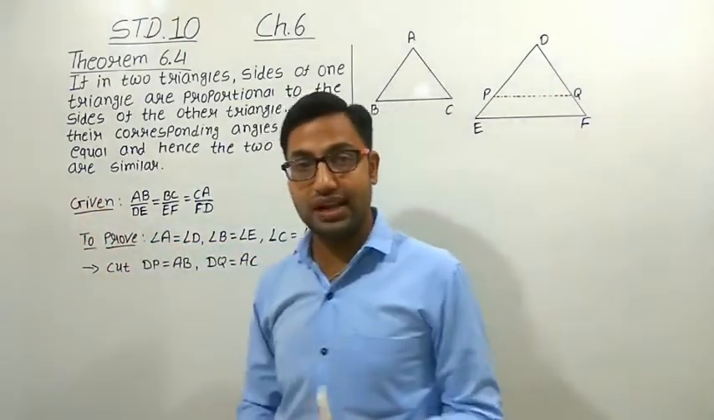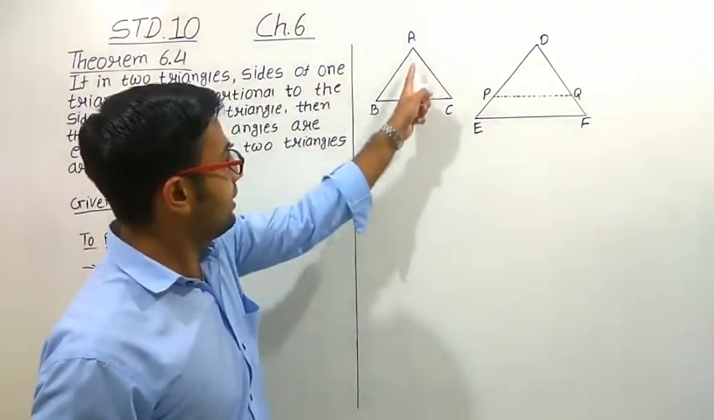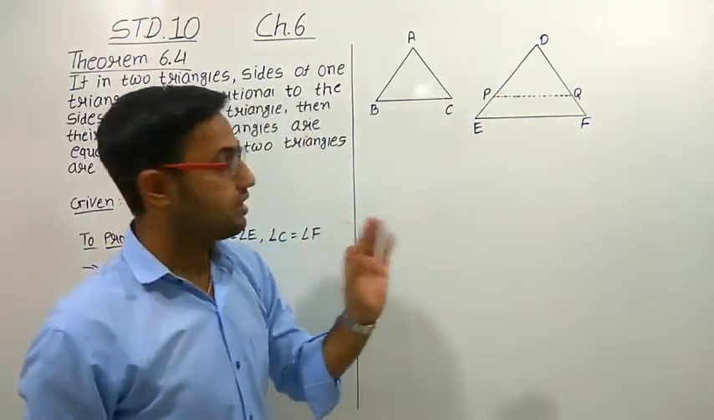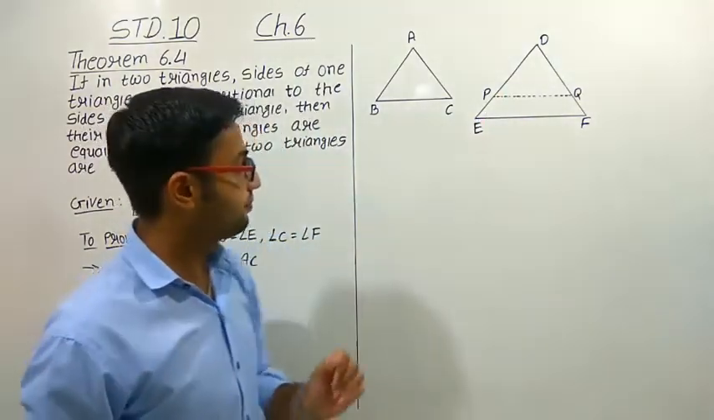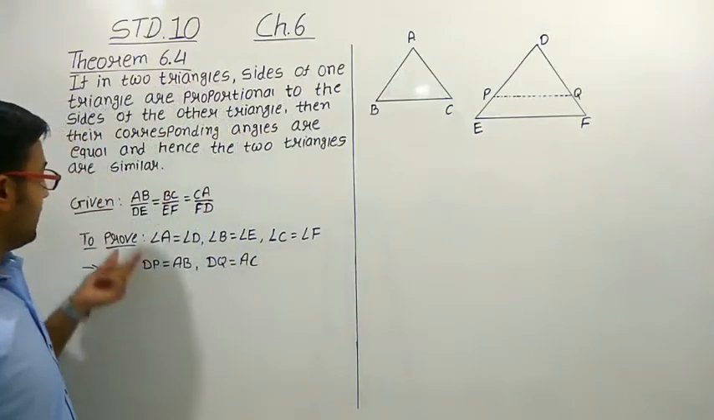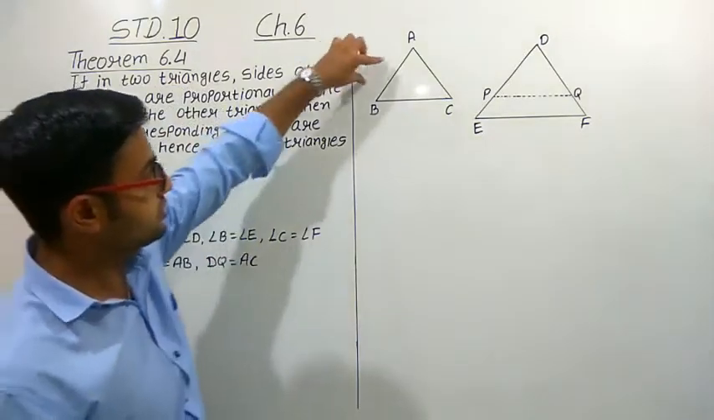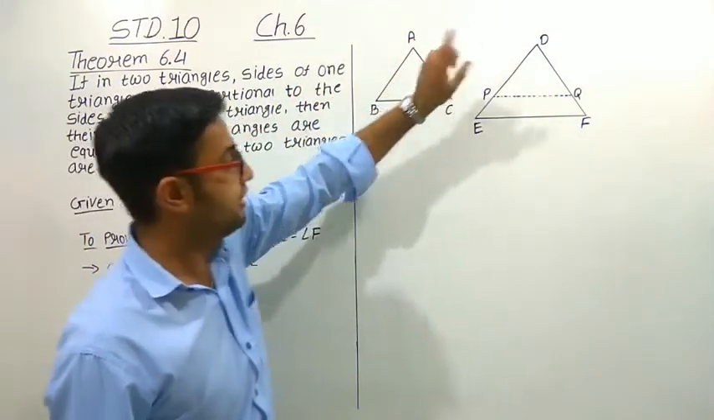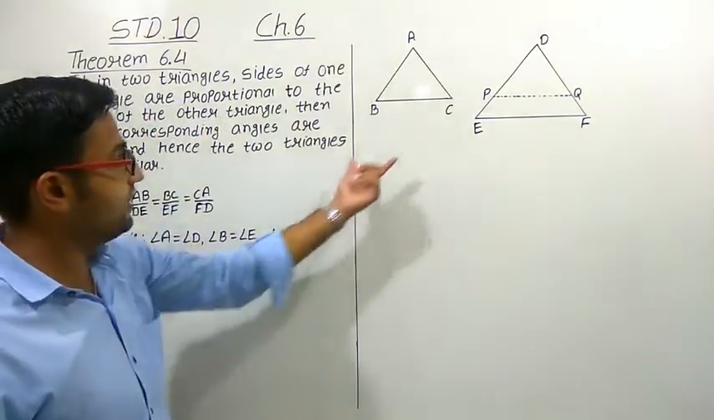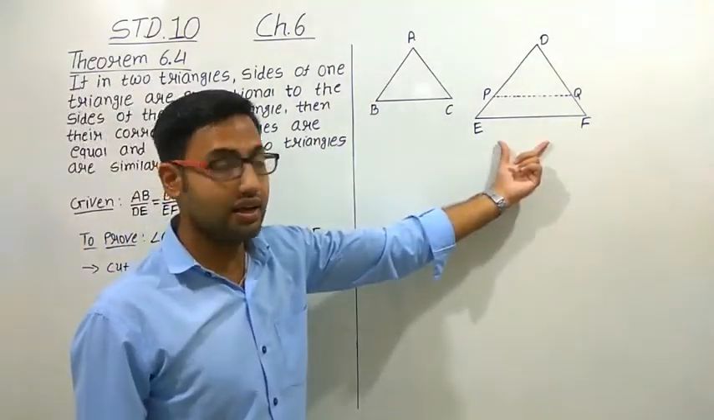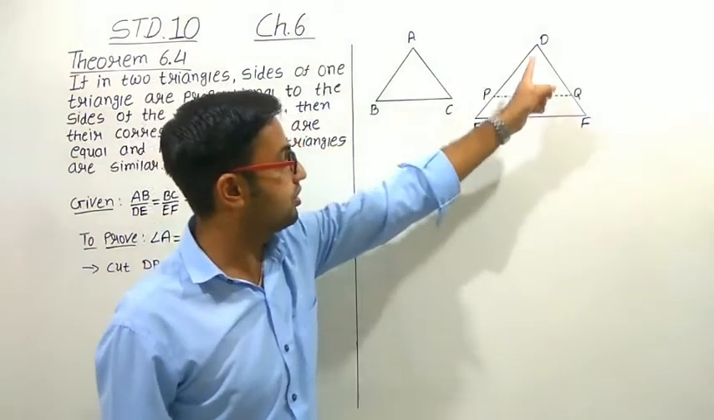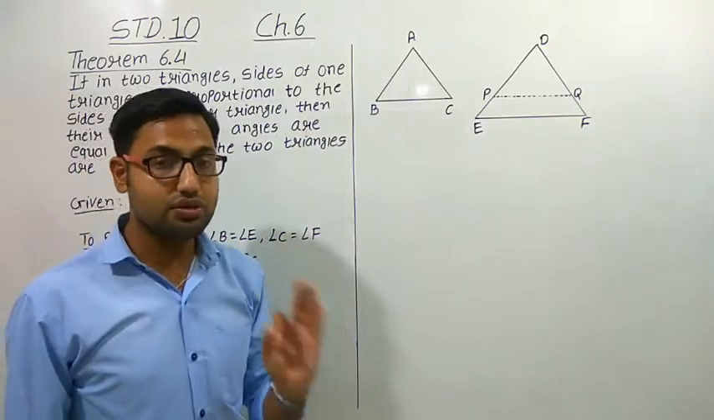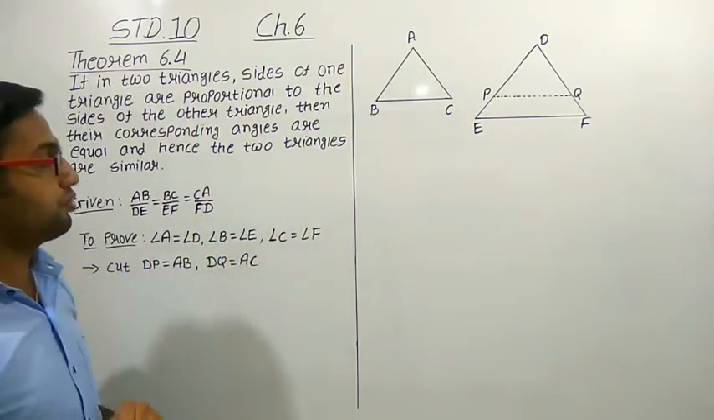If the two triangles that we have to consider are triangle ABC and triangle DEF, then what is given is that AB upon DE, that is the first side of the triangle upon the first side of this triangle, is equal to the second side BC upon EF, and the third side CA upon the third side FD. All these ratios are equal. That means all the sides are in proportion.